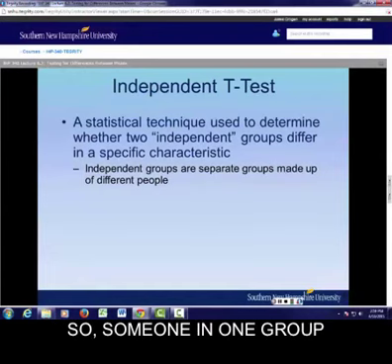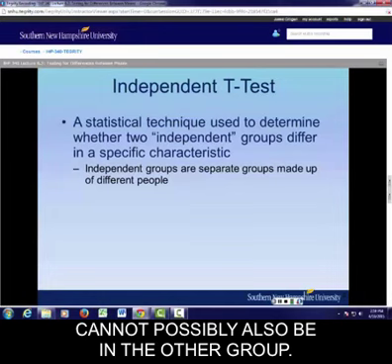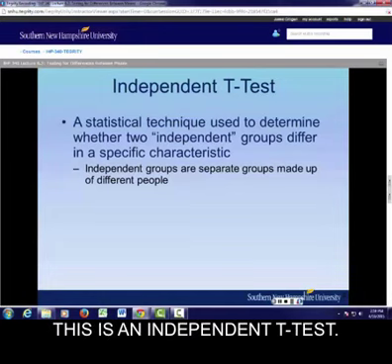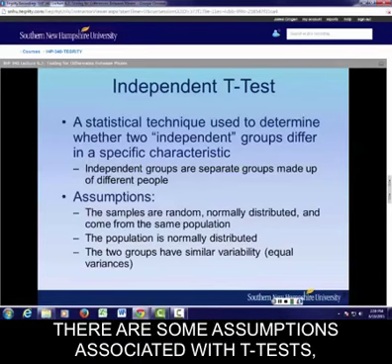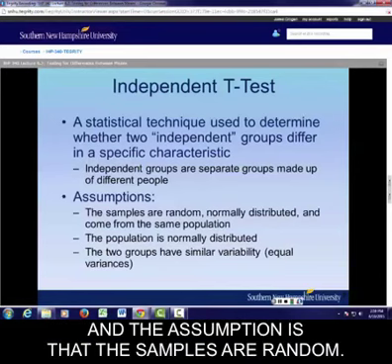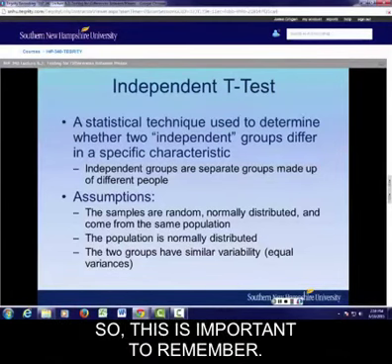So someone in one group cannot possibly also be in the other group. So these are independent groups. This is an independent t-test. There are some assumptions associated with t-tests: the samples are random, they're normally distributed, and they come from the same population. So this is important to remember.